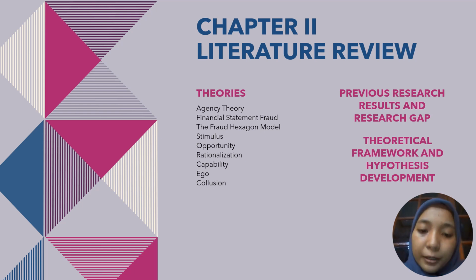And then for the fraud hexagon model, now we're going to talk about the journey of the fraud model. It goes from the triangle, then the diamond, then the pentagon, and the last is the fraud hexagon model, which has a lot of variables in it, such as stimulus, opportunity, rationalization, capability, ego, and also collusion.